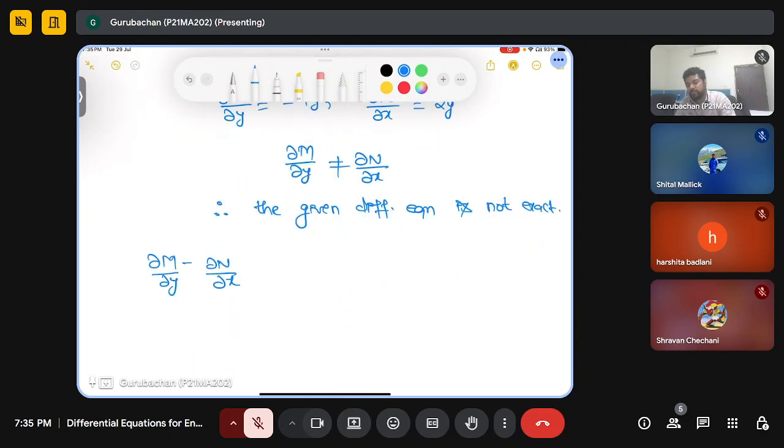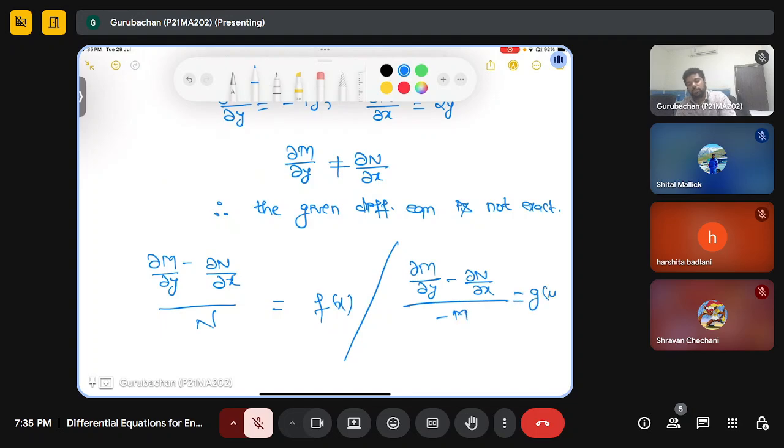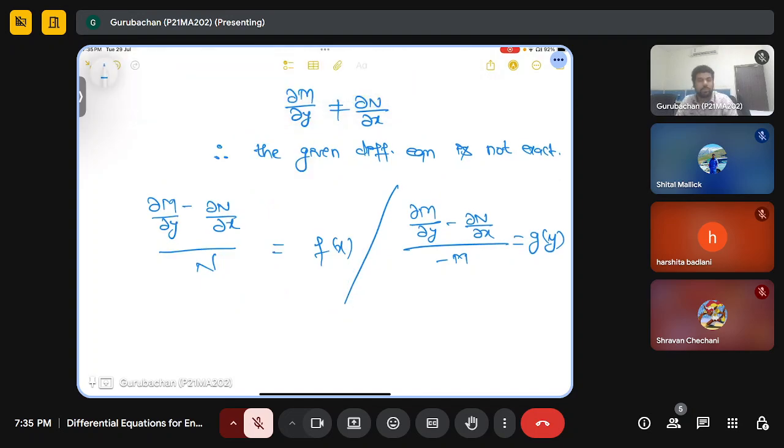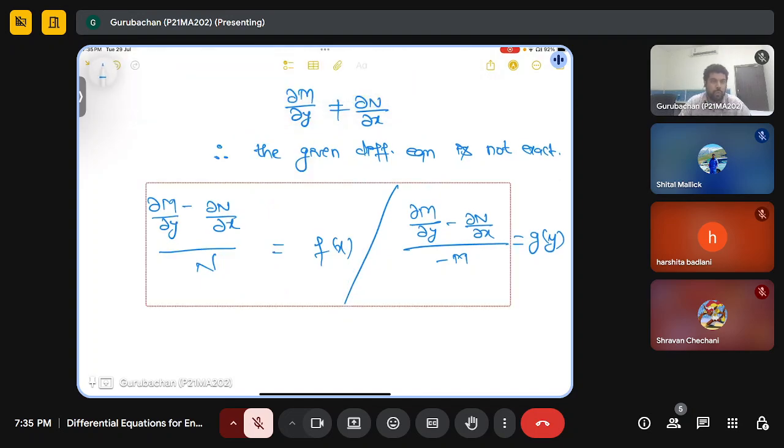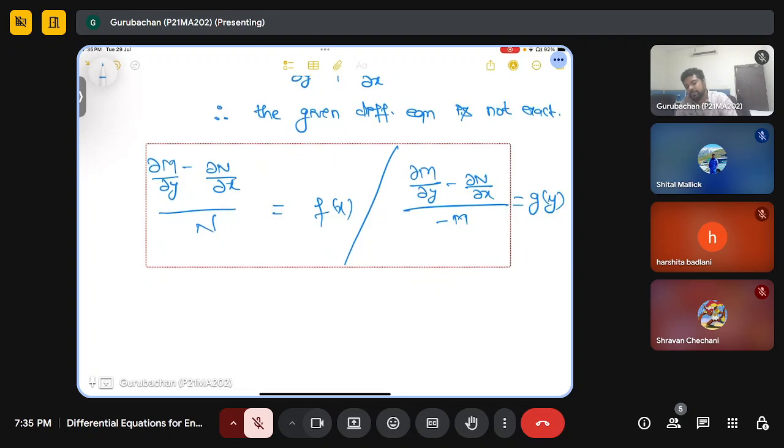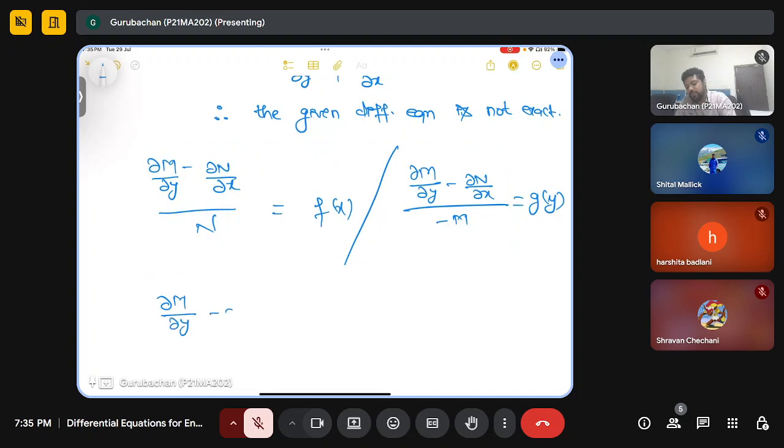Now, what can we do? Either we need to see that del m by del y minus del n by del x divided by n comes out to be a function of x, or del m by del y minus del n by del x divided by minus m is a function of g of y. Either of the cases should follow. So let me see del m by del y minus del n by del x divided by m, I'm just considering it to get the function.